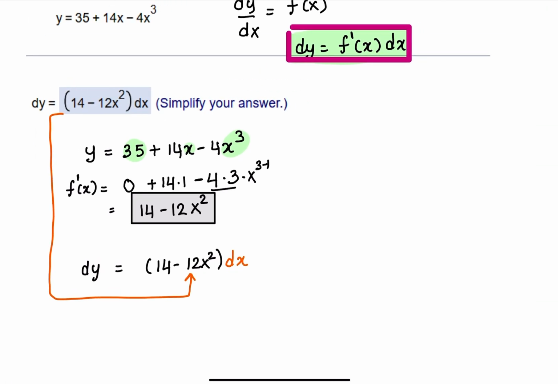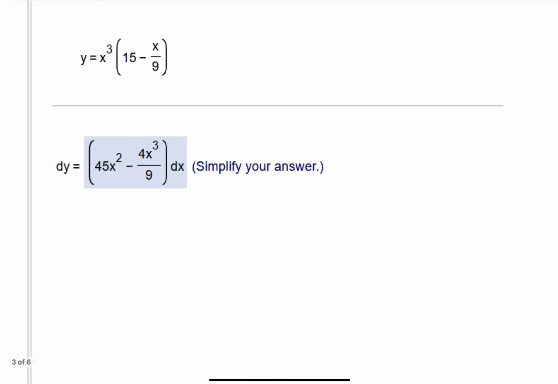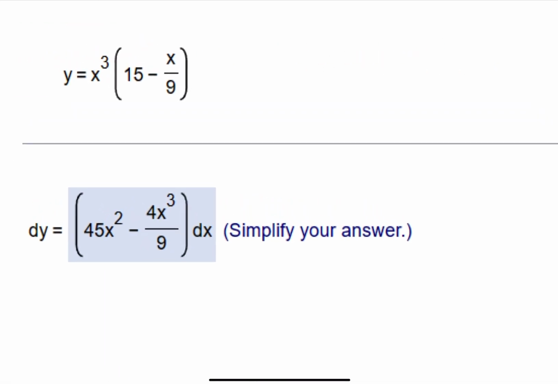Now let's go ahead and take a look at the next one. Swiping to the right. Given a problem like this, again, they're asking me to find dy, so I know I have to find my derivative first. But because of these parentheses, they try to confuse us, but let's not get confused. Let me just multiply this one. This is x cubed times 15 is 15x cubed, minus x cubed times negative x over 9 is x to the power 4 over 9. My step 1 is to find my f prime, or the derivative of x.